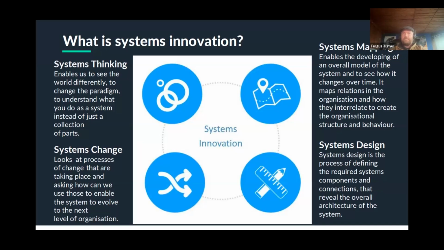Systems mapping, broadly speaking, when I refer to it, or when you see it on the course structure, you can see it as the umbrella reference to tools, diagramming, the use of different models and frameworks to apply systems thinking and change to organizational challenges. And systemic design, which I'll also speak to in a moment, is about the process of defining the required systems, components, and connections that reveal the overall architecture of the system and also enable us to find leverage points and places of maximizing our intentional interventions. Next slide, please.